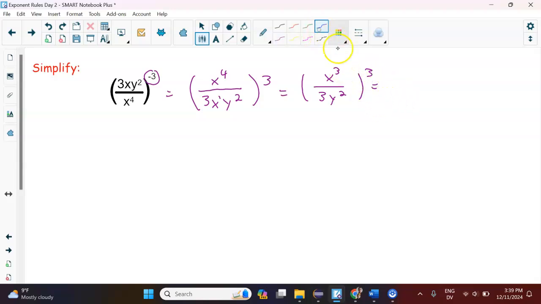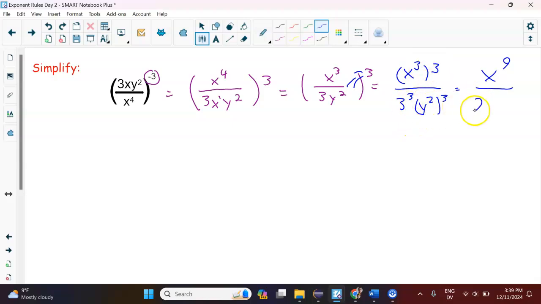Okay, and now this is sort of like a power on the outside, and it gets distributed to all the parts. So we'll end up with x cubed on top. And then the bottom we have 3 cubed and y squared, which is now cubed. Okay, so that leaves us with x to the 9th on the top, power of a power. And then 3 cubed is 27, and then power of a power here again is y to the 6th. So that cleans up to be x to the 9th over 27, y to the 6th.